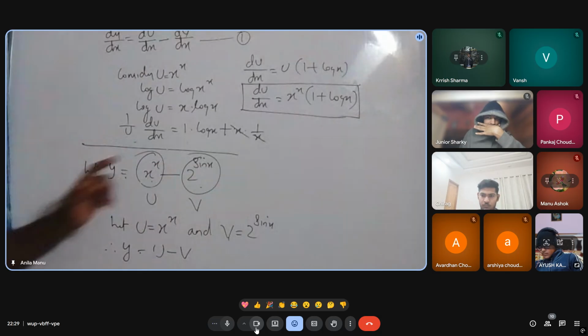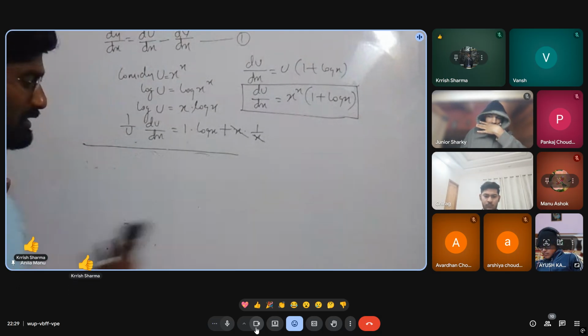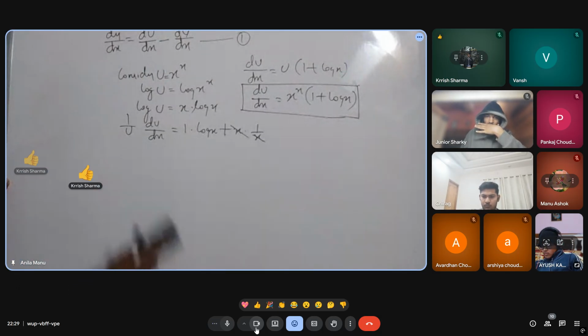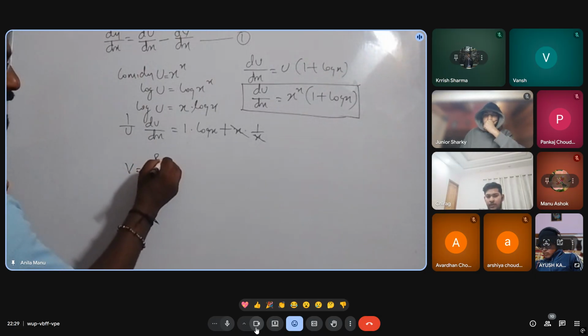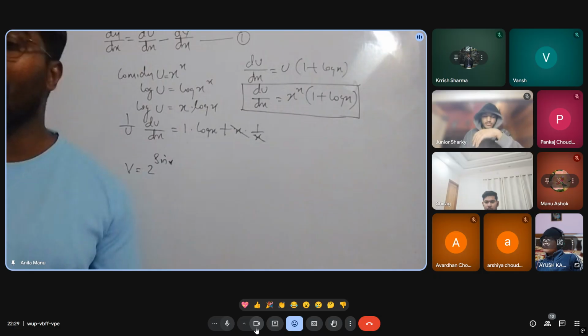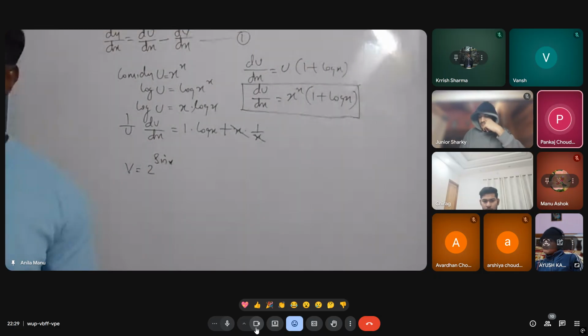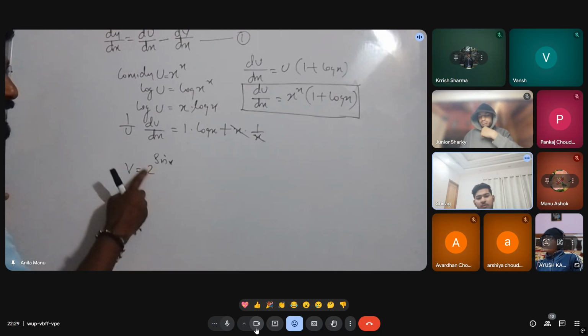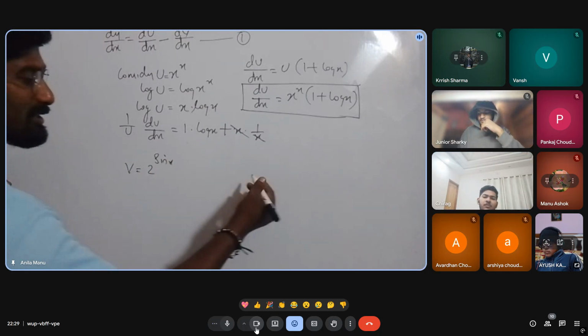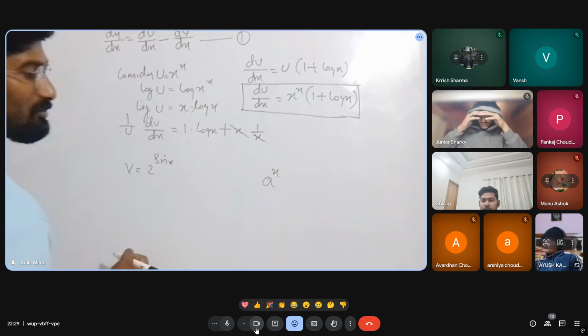Now we are going to do the second one. The second one is 2 raised to sin x. That is v. So v is equal to 2 raised to sin x. Should I take logarithm here? No, sir. No need to take logarithm. What is the reason? This is a constant raised to a function. That is the a raised to x form.